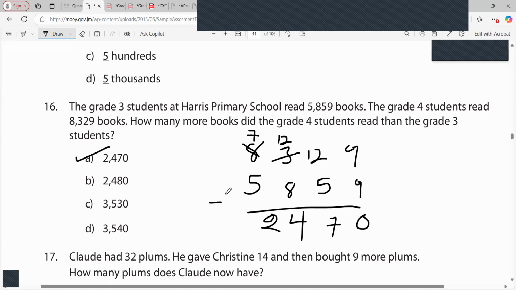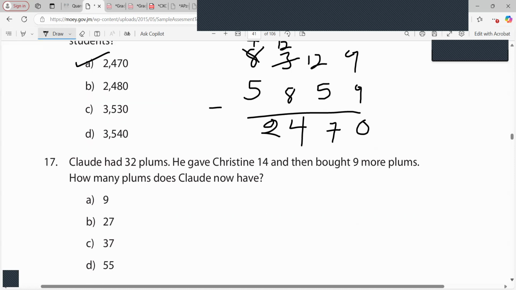So that's 8. This one says Claude had 32 plums, he gave Christine 14, and then he bought 9 more plums. How many plums does Claude now have? Claude is such a generous boy. So he has 32, he gave away 14. So let's subtract the 14 that he gave to see how much he has.